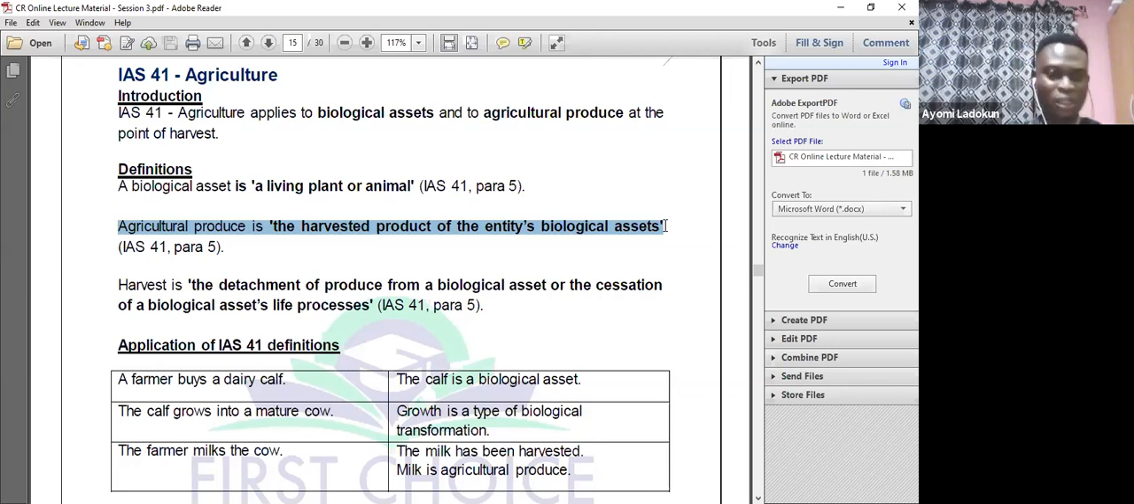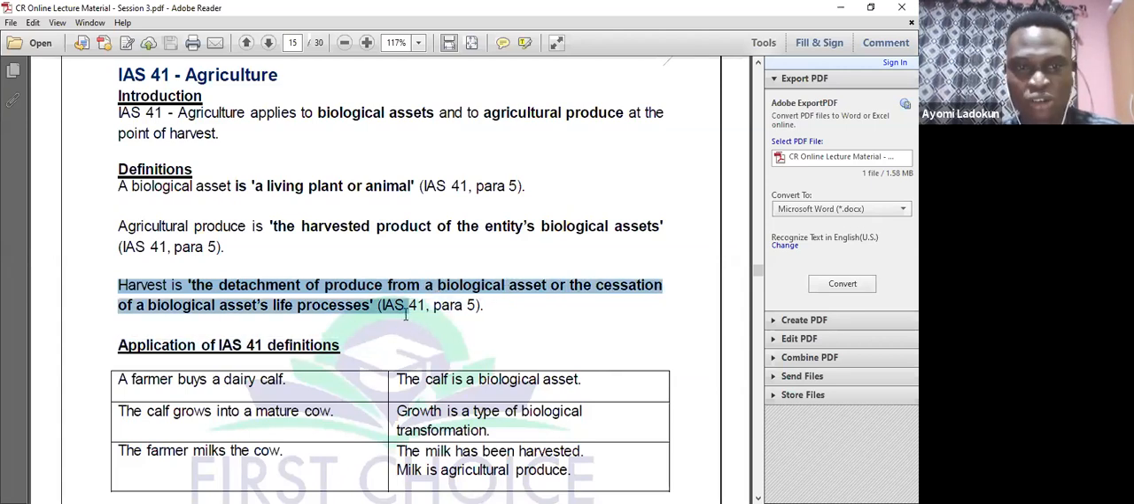Now, what is harvest? Like I said, you don't need to bother yourself about those definitions, but you need to understand them because they're going to assist us when solving simple questions. Harvest is the detachment of the produce from the biological asset or the cessation of the biological asset's life processes. So that's your harvest. Like I said, if you remove maize, corn, cassava, groundnut, rice, and the likes, that's what I mean by harvest.